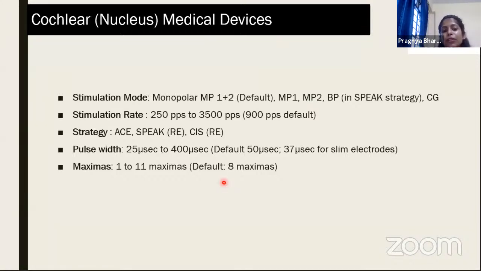Pulse width again can be varied from 25 microseconds to about 400 microseconds, and again, this has to be correlated with the stimulation rate and the maxima that are used, and we have to use an optimal pulse width. By default, they use a 50 microsecond pulse width. For the slim electrodes, they use about 37 microseconds of pulse width. And again, the maxima can vary from 1 to about 11 maxima, but by default, they use about 8 maxima.